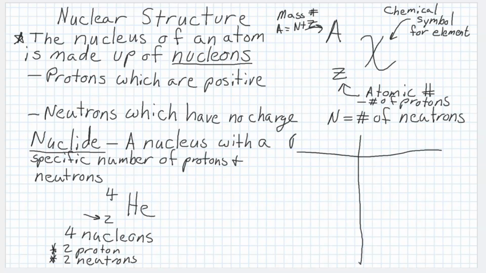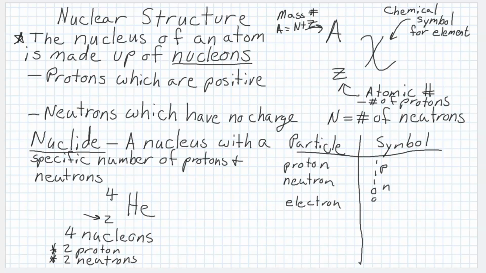We can also use nuclide notation to notate particles that are not nuclei. The particles are on the left and their symbol in nuclide notation on the right. So a proton has an atomic mass of 1 and has 1 proton, so it's 1,1p. A neutron has an atomic mass of 1, 0 protons, so it has 1,0n. An electron has 0 nucleons and a charge of -1, so we write it like this.